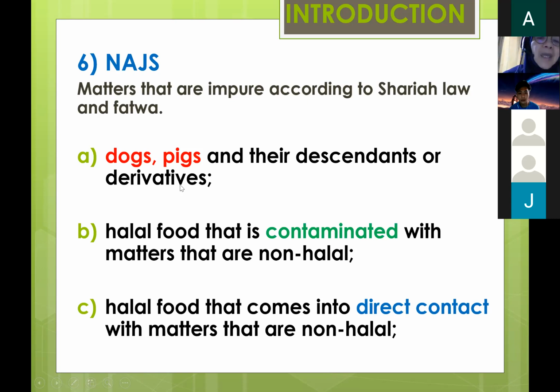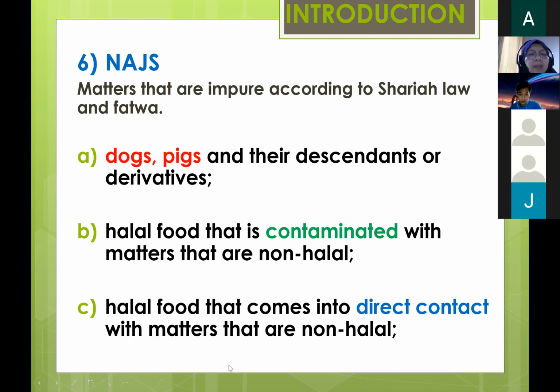Najs: dogs and pigs and their descendants or derivatives. Number two, najs: I use this statement because I get it from the Malaysian Standard on halal food. Halal food that is contaminated with matter that is non-halal. So if you have halal food and it is contaminated with haram food, the whole food becomes haram. Here the whole food is najs already, because it is already contaminated with haram matters.